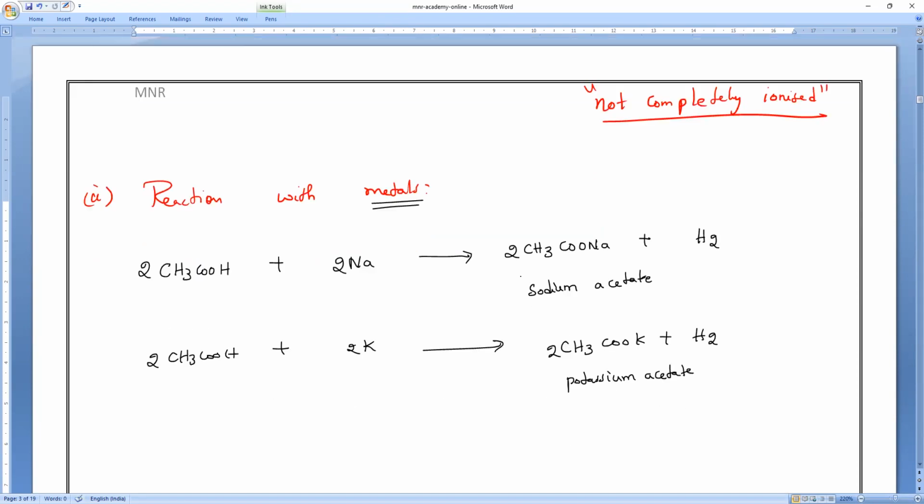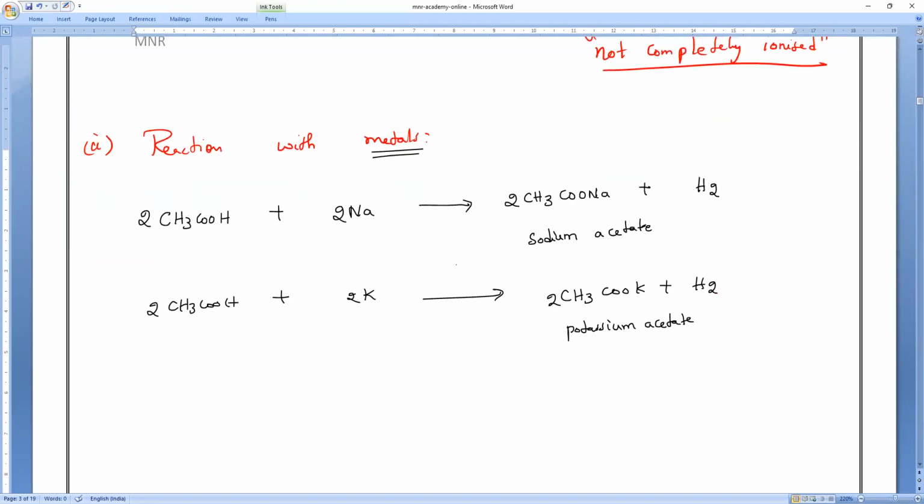Remember, here also there are 3 tests for identifying acetic acid. Every test is very, very important, and these are the only tests we are going to study now. So next one, CH3COOH reacting with calcium. We get (CH3COO)2Ca plus hydrogen gas. The name of this one is calcium acetate. This is an example of reaction with the metals.